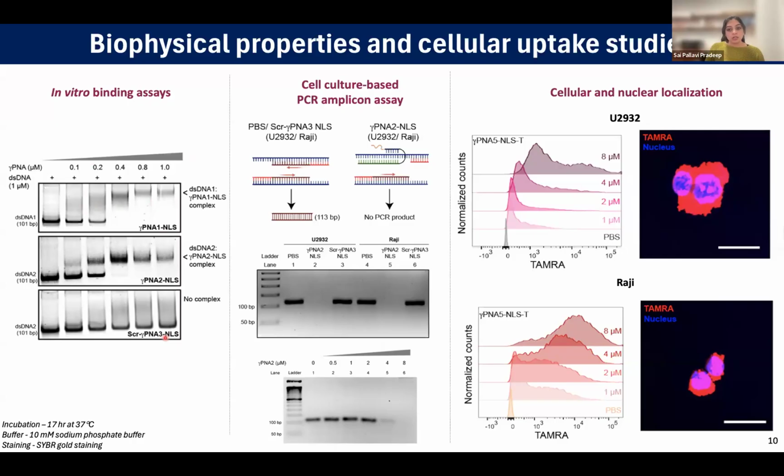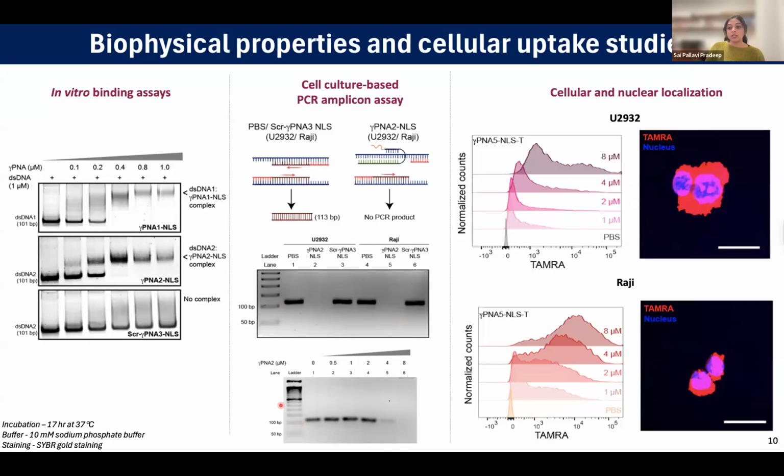Next, we wanted to check how this worked in cell culture. So we treated U2932 and RASI cell lines with the PNA for 24 hours, after which we isolated the genomic DNA and then we amplified the region where the PNA would bind. And what we observed is when we treated the cells with PBS, which was just our control, or scrambled PNA, we observed the formation of the amplicon, which was not present when we treated it with the perfect match, which is PNA2. And this was consistent in the other cell line, RASI, as well.